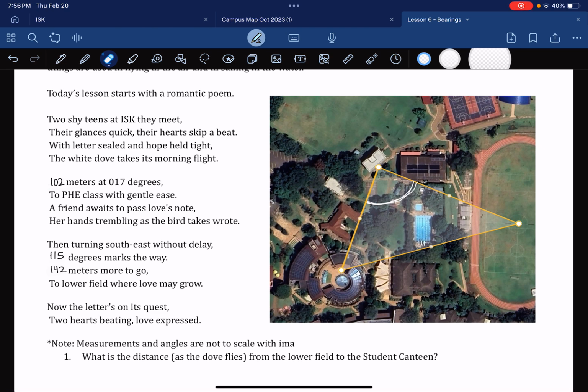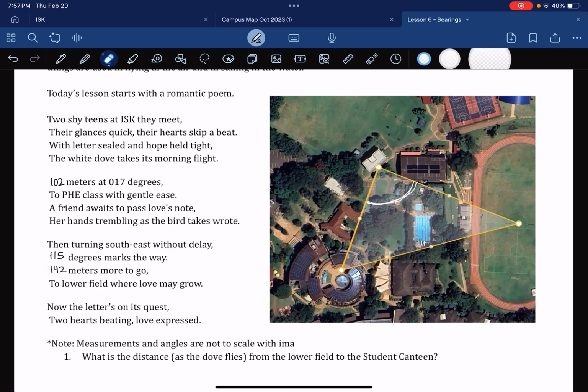So this is giving us information about this triangle, but in summary, the bird is starting at the student canteen. It is going to the PHE office to pick up a love letter and then delivering it to the other person that is on the lower field. So if we created a shape like I have already done, then we would get this nice looking triangle.